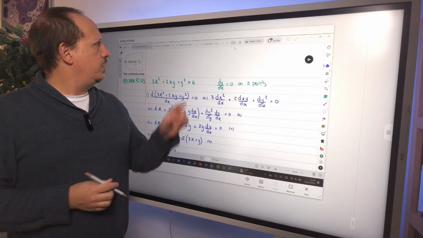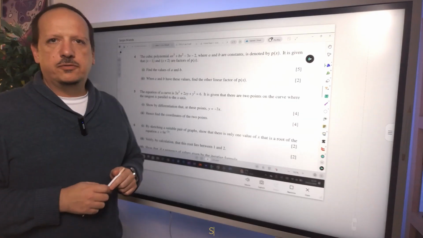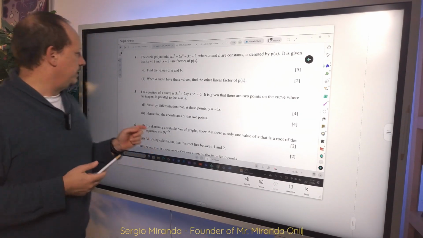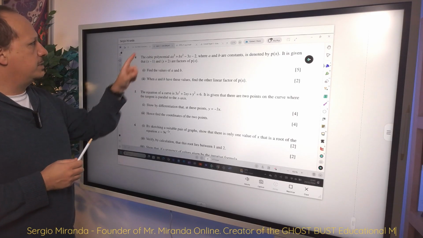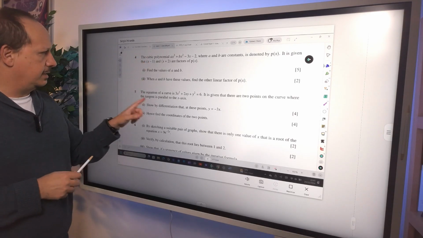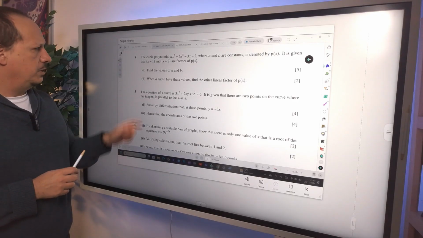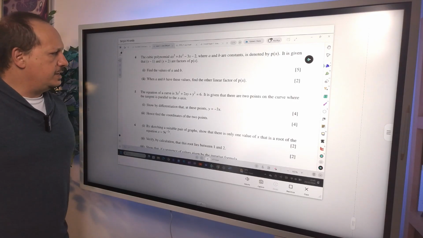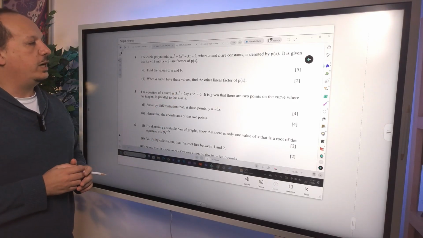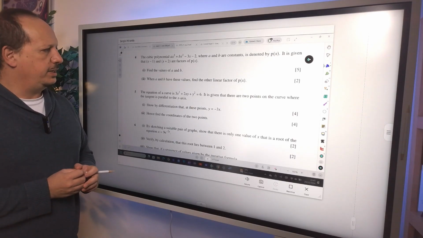It's time now to answer some questions about implicit differentiation. Exam questions, I mean. The first one is this one. It's a paper 2 from June 2006, and this is the question 5. The equation of a curve is 3x squared plus 2xy plus y squared equals 6.